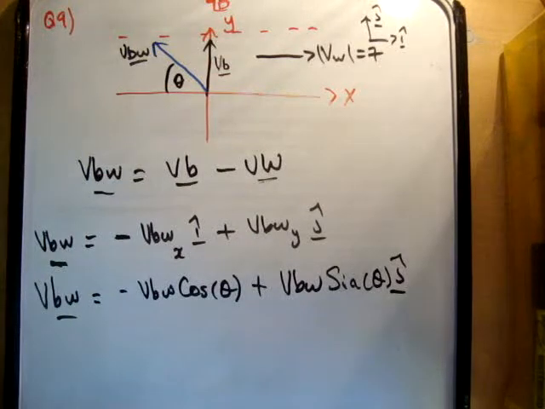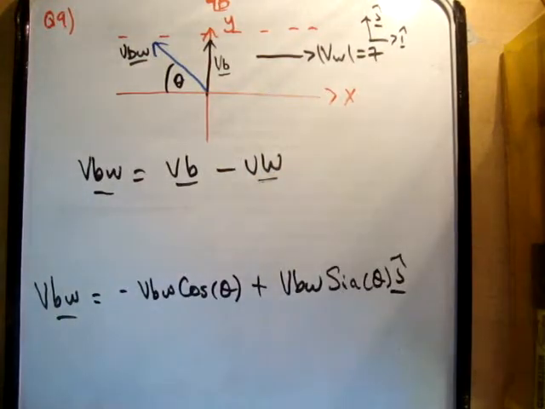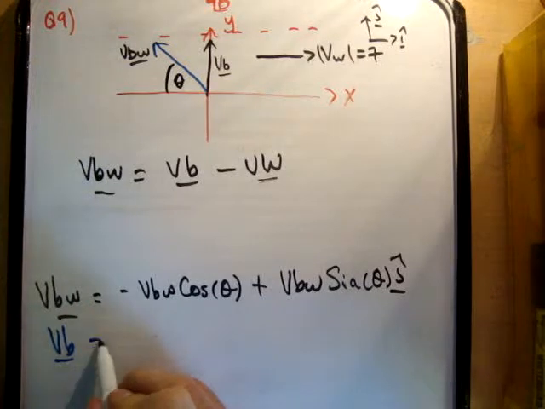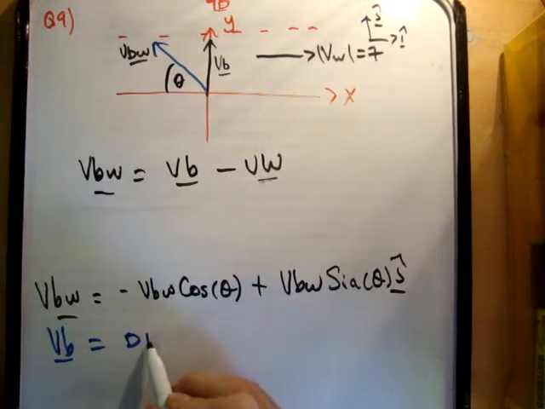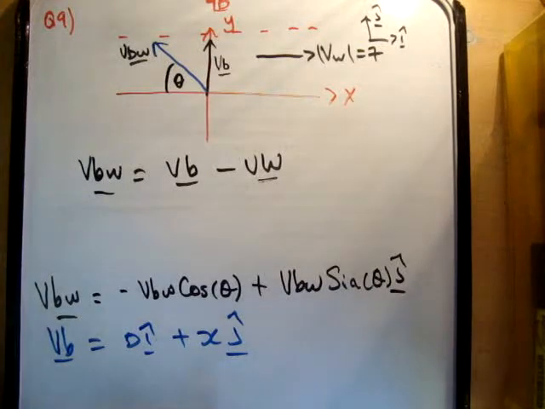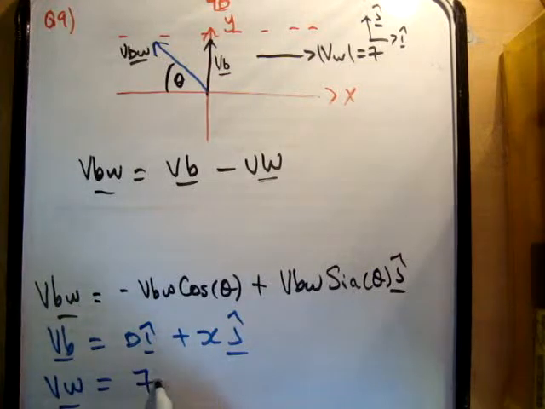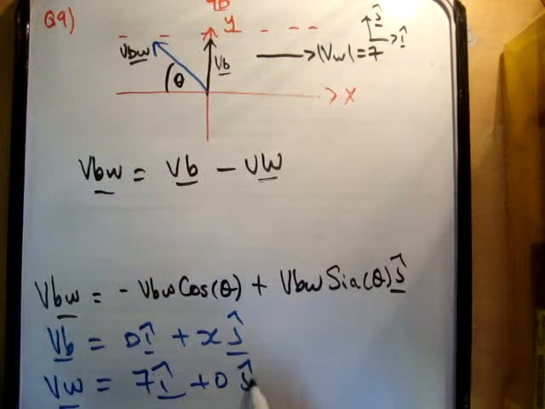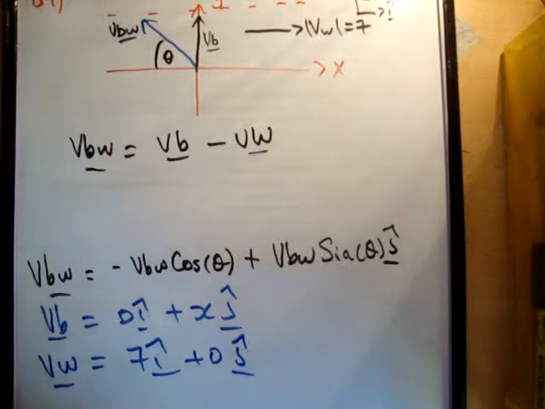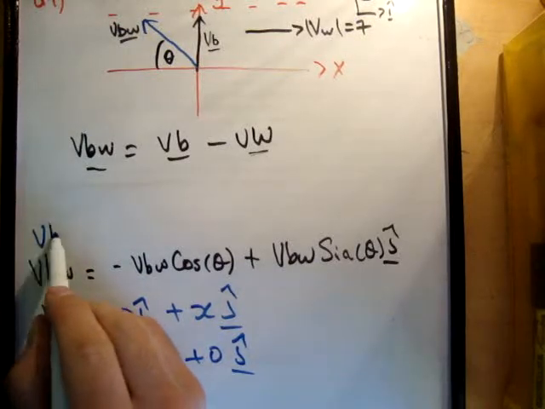Alright, now is there anything else which we know? First of all, we know that VB is equal to, we'll say, 0 i hat plus x j hat. That's the first thing we know. And what about the velocity of the river? We know that the velocity of the river is equal to 7 i hat plus 0 j hat, because it's going parallel to the x-axis or the i hat unit vector direction. So I'm just going to write these again here, just for clarity.